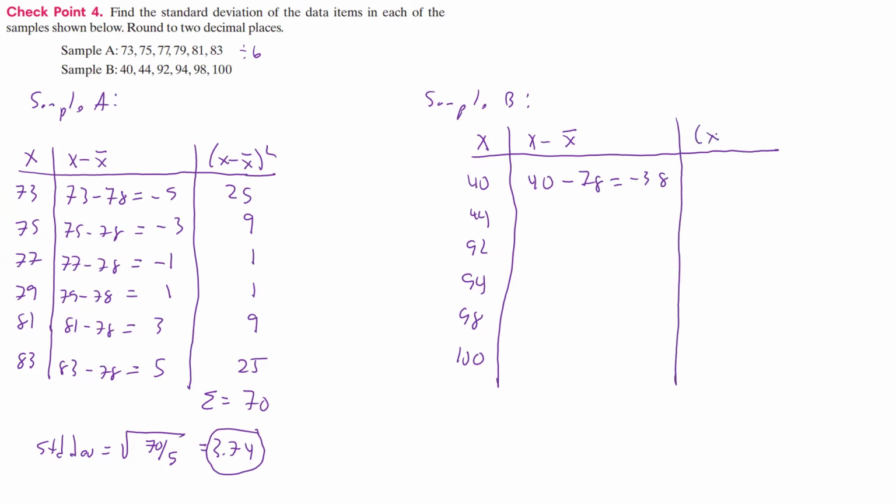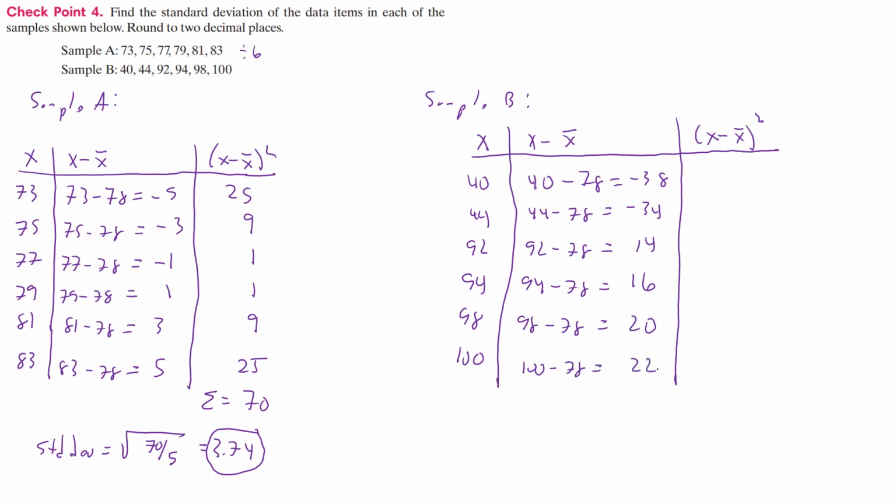And so now this one's going to be X minus X bar squared. Well, we'll come back to that one. I'm not going to do that one in my head. We can do 44 minus 78, and that's going to be what? A -34. We can do 92 minus 78, and that's going to be what? 14. 94 minus 78, that's going to be what? 16. 98 minus 78, that's going to be 20. And 100 minus 78, that's going to be 22.